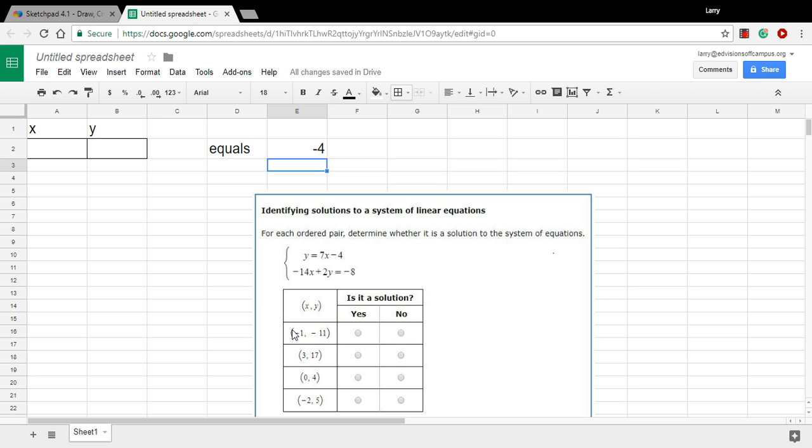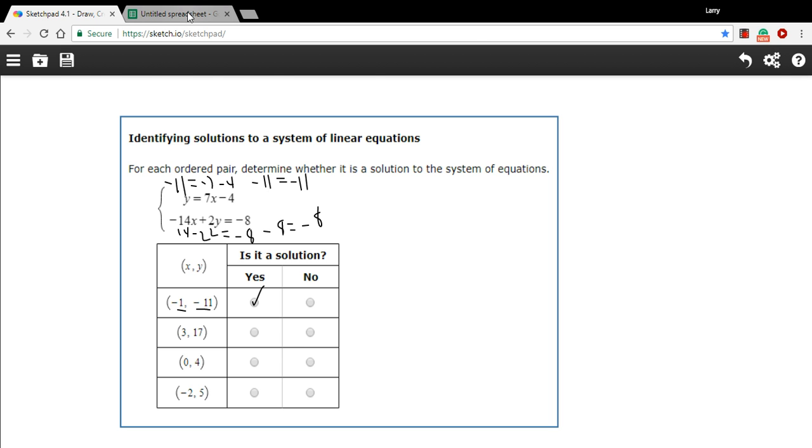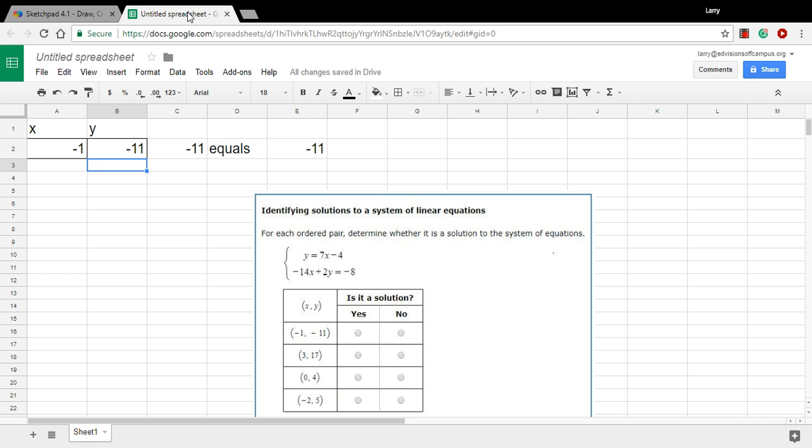So let's see what happens when we put in this first point, -1, -11. I'm going to put in a -1 here and a -11. And what I get is -11 equals -11. That's what we found out when we did this calculation right here. Now, the nice part about this is that I can just type in the rest of these numbers without having to calculate that again. Now, we've got one more equation to do here. I think I'll do that one right here.